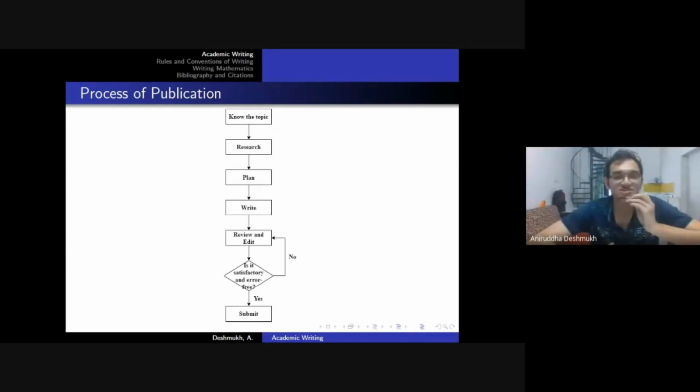And once you complete your plan, that plan is usually done on a rough paper. And after that, you have to typeset it in a LaTeX document, or many journals still use Word document as well. So that part, the writing part, we are going to focus on today. After writing, then comes the part of reviewing and editing whatever you have written. And while reviewing, you have to ask a very important question to yourself: is whatever you have written really satisfactory, and is it error free?